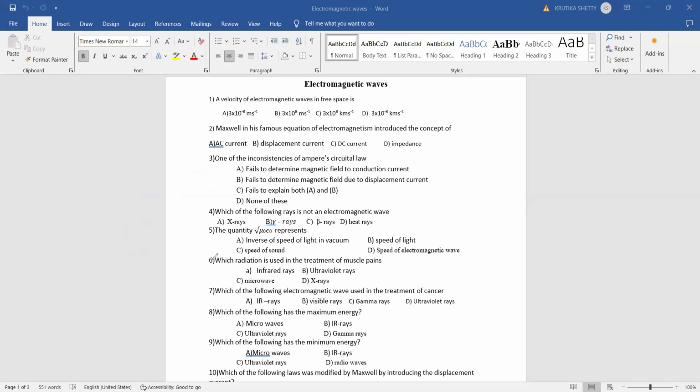Yes, which radiation? Okay, sixth one is A. Which radiations are used in the treatment of muscle pain? Just now we have discussed it is infrared rays. Option A is the correct answer. Go for the next question.